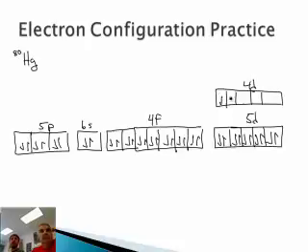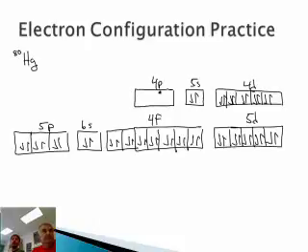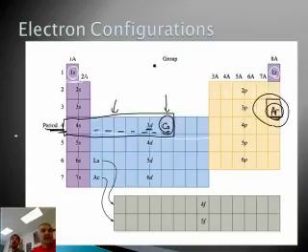Everything's full, up to the very last one. And then 5s. Okay. Then 4p. Now, folks, you know where Mr. Sams is getting that, right? From the periodic table. It's this one in front of you. He just did 4p.